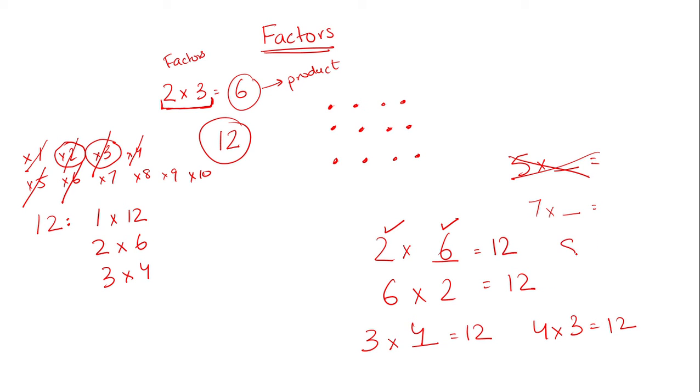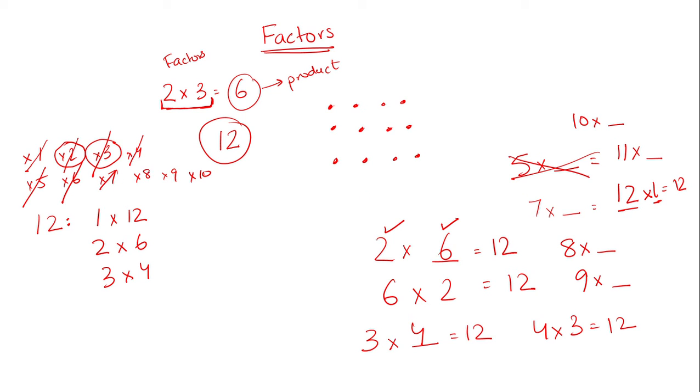What about the 8 times table? 8 times 1 is 8. 8 times 2 is 16. So no, it's not in the 8 times table. 9 times table. 9 times 1 is 9. 9 times 2 is 18. Nope, not in the 9 times table. 10 times table. 10 times 1 is 10, 10 times 2 is 20, it's not in the 10 times table. 11 times 1 is 11, 11 times 2 is 22, it's not in the 11 times table. And we know 12 times 1 equals 12. We already wrote 1 and 12 here.